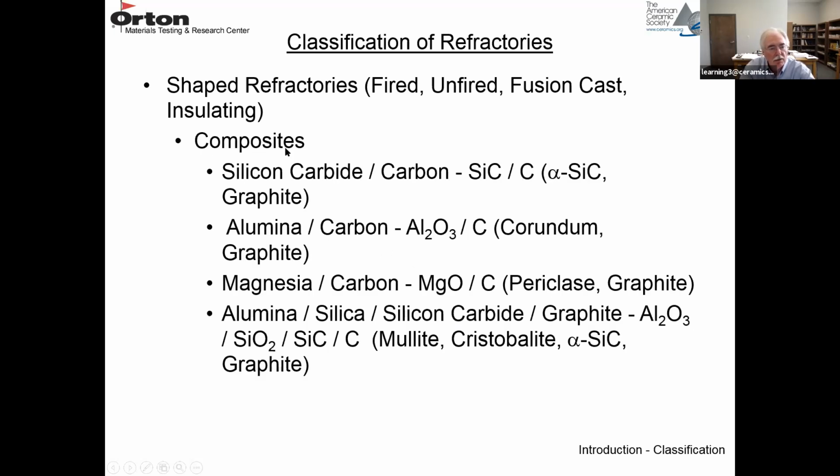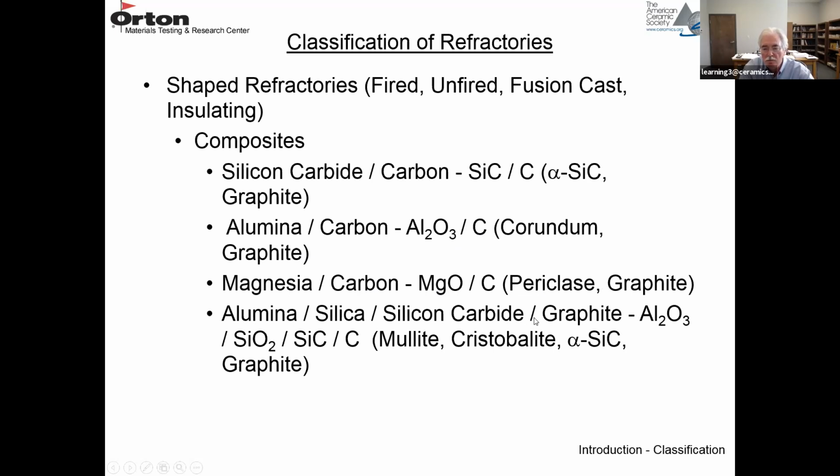The other group of materials are composites, and there are a lot of different combinations here. The first one I picked is silicon carbide carbon. So SiC, probably dispersed in a carbon matrix. And so you have alpha silicon carbide and graphite. Alumina carbon, common for ladle linings, Al2O3 carbon. So you'll have corundum and graphite present. Magnesia carbon, which is common lining for a basic oxygen furnace. You'll have MgO dispersed in a carbon matrix, so you'll have periclase and graphite.